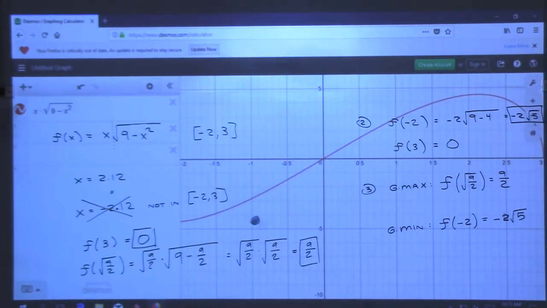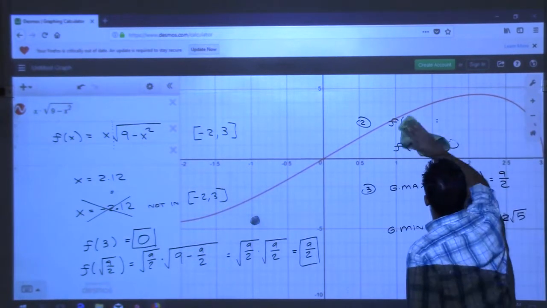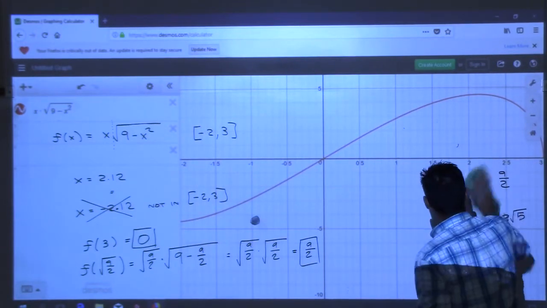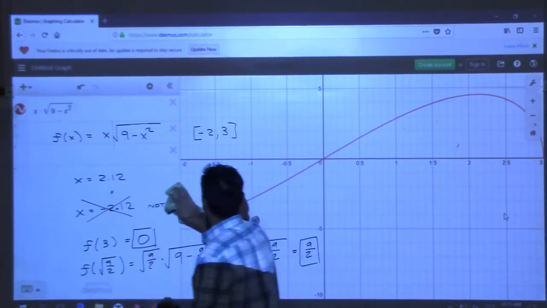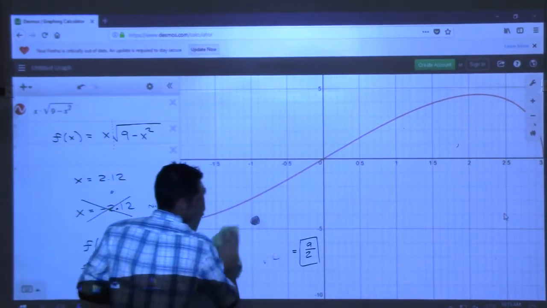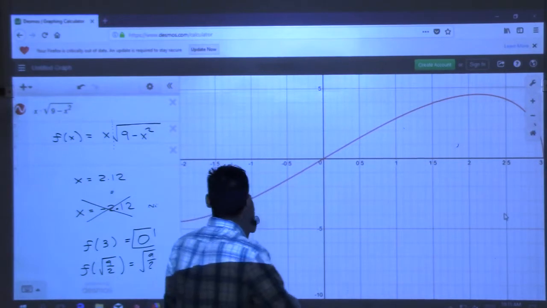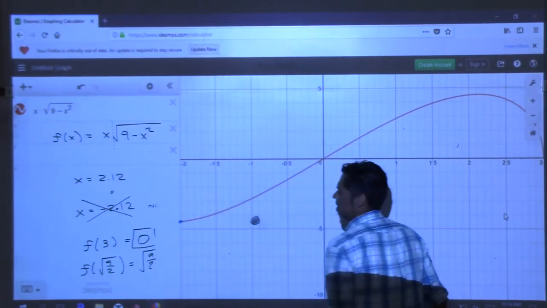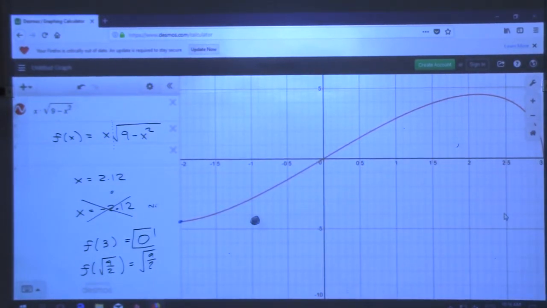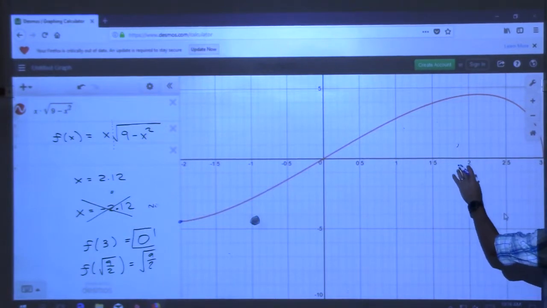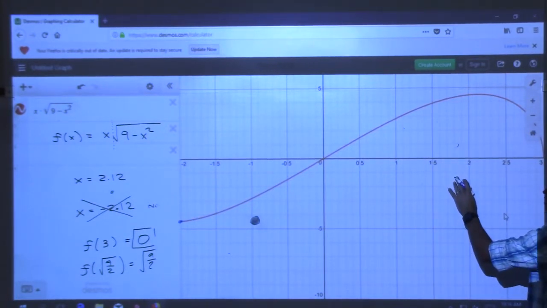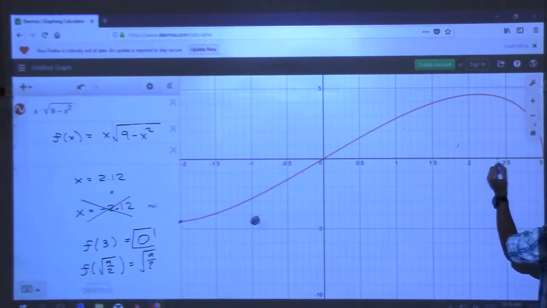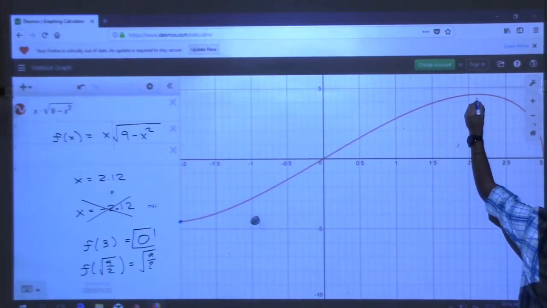Can you all see it okay? So there is the graph of x times the square root of 9 minus x squared, only graphed between negative 2 and 3. And so this is our global minimum, right? It happens at negative 2, and the value is negative 2 root 5, whatever that is. And then our global maximum was happening at 2.12 or something like that. So here's 2.1, 2, 3, 4, 5. So this is 2.12. It's about right in here, right about there.